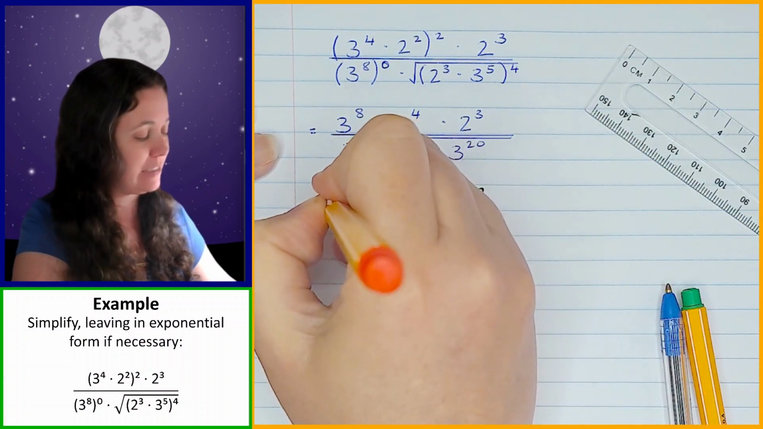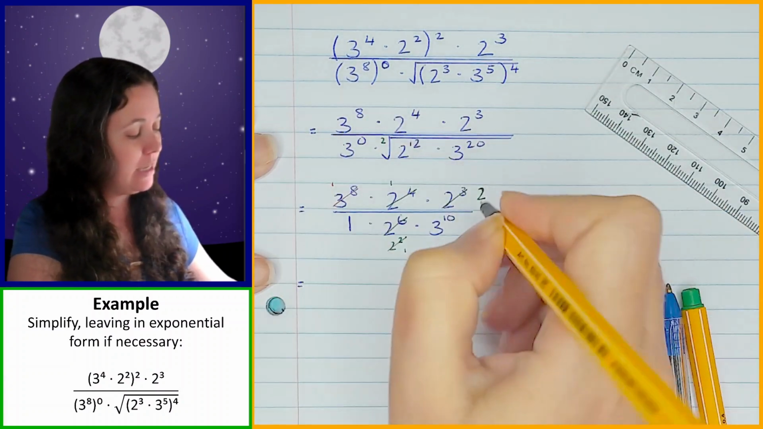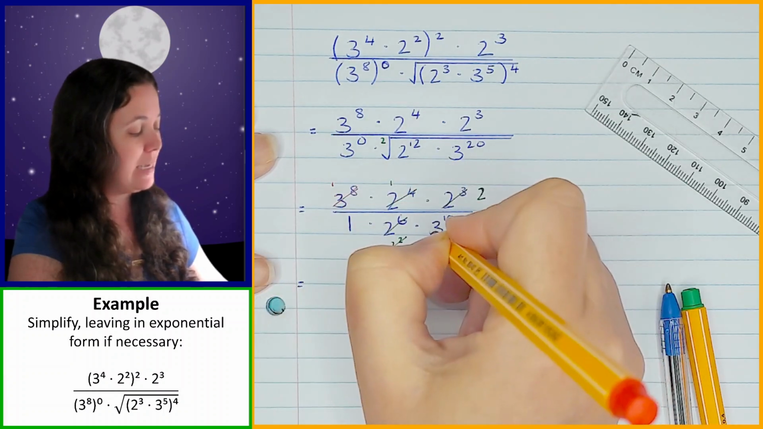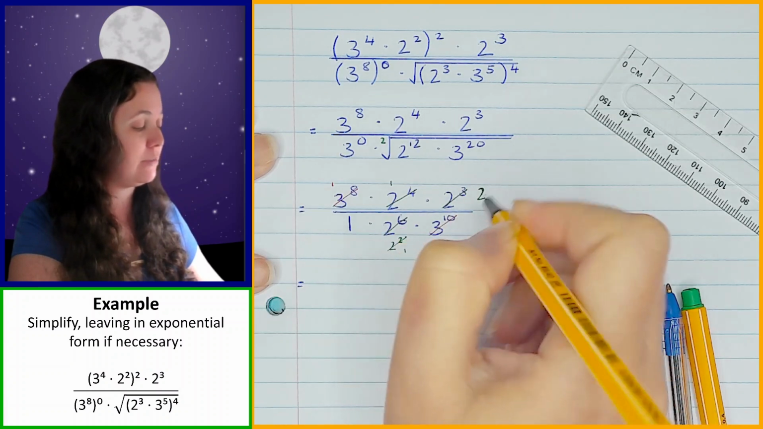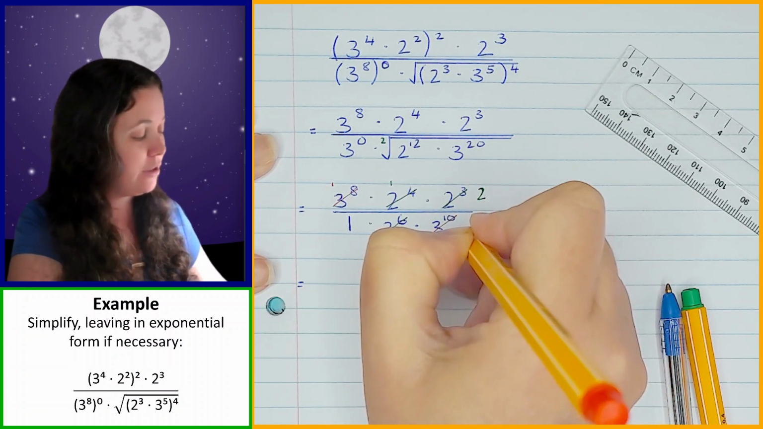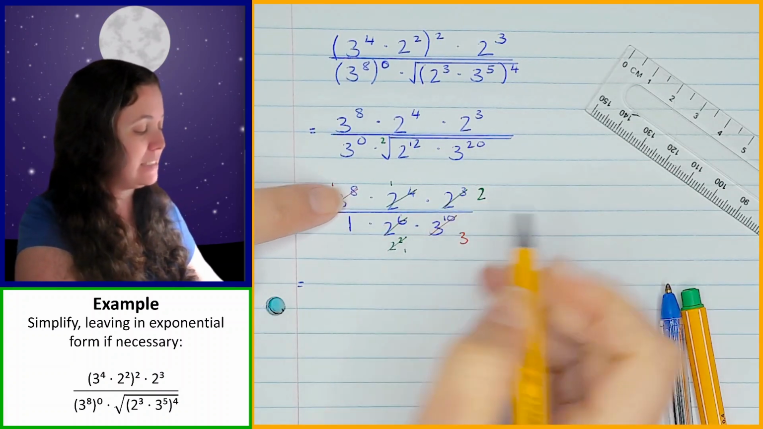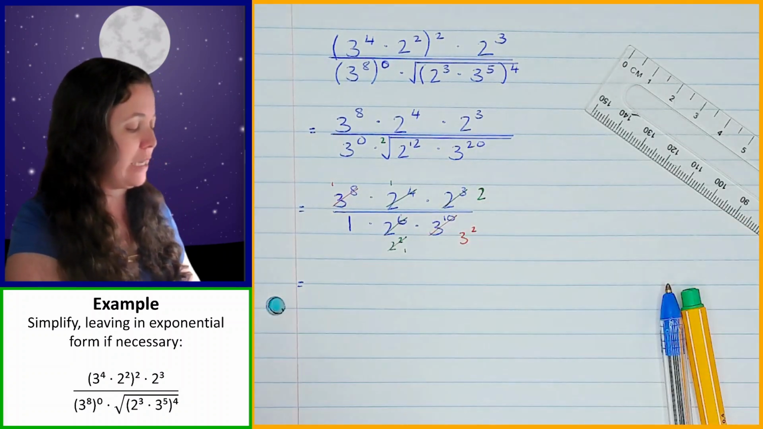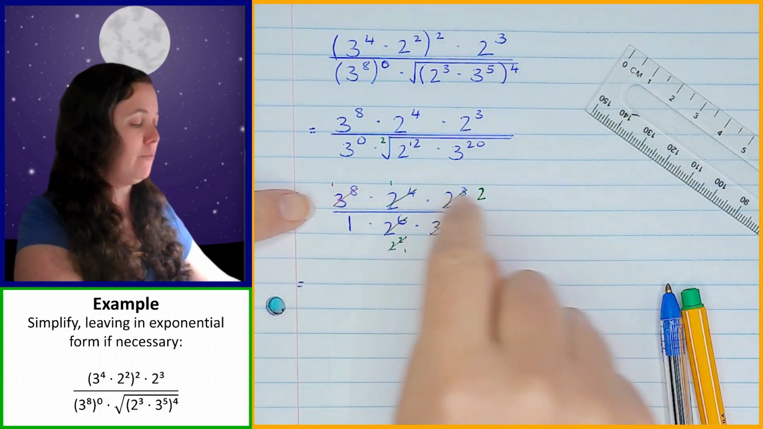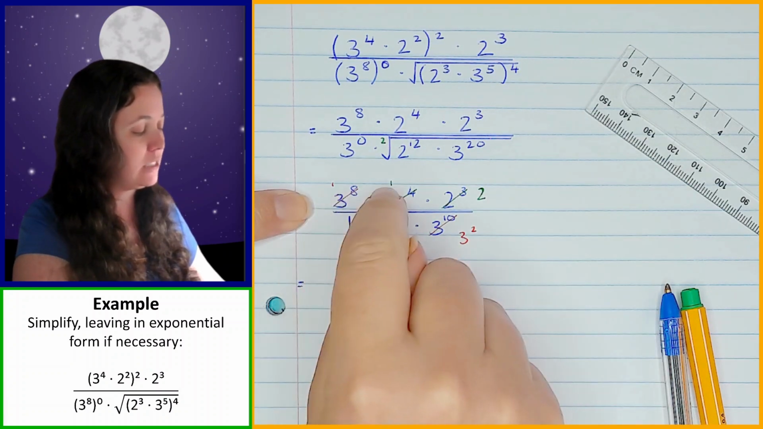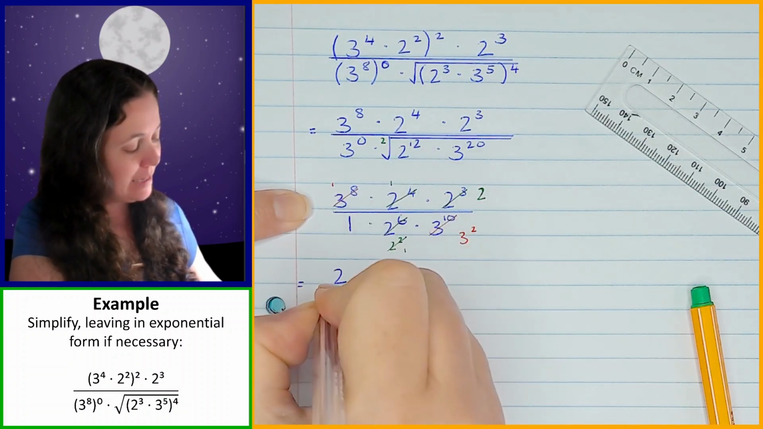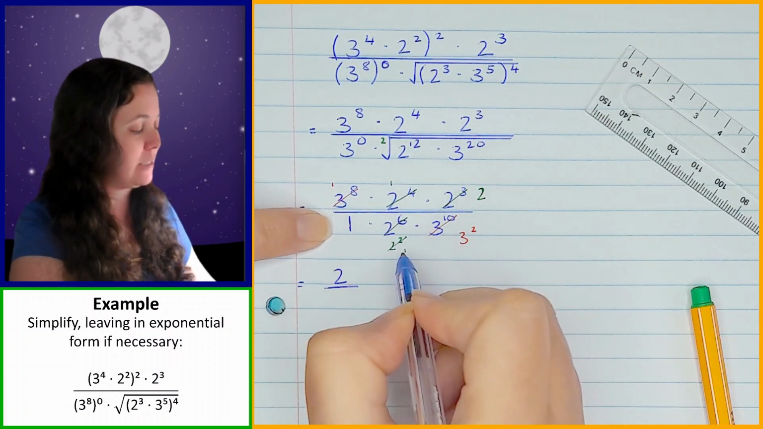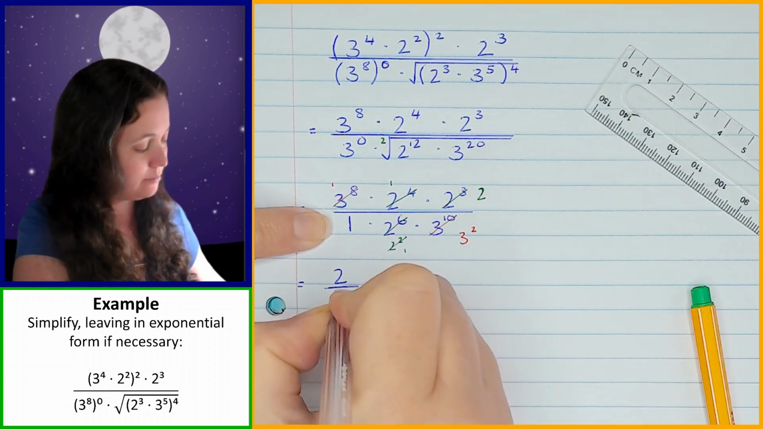So the 3 to the power of 8 is going to cancel out completely, giving me 1. 3 to the power of 8 goes into there once. And 3 to the power of 8 divides into 3 to the power of 10, and I'm left with 3 to the power of 10 minus 8, which is 2. Okay, so I'm left with 3 to the power of 2. So at the top of my fraction, I have 1 times 2, so it's just 2. And at the bottom of my fraction, I have 1 times 3 squared.